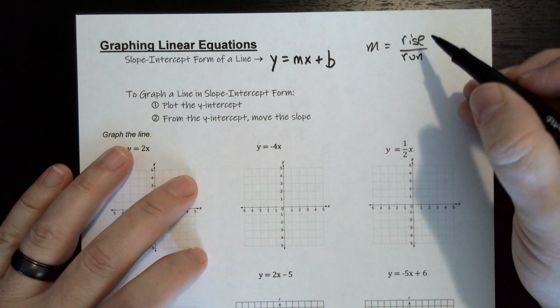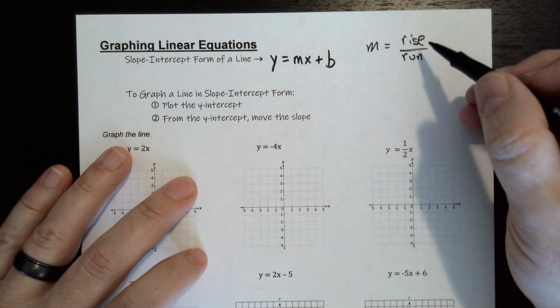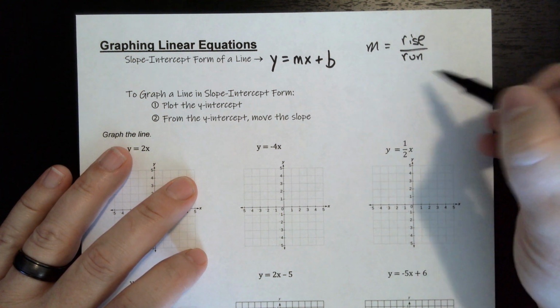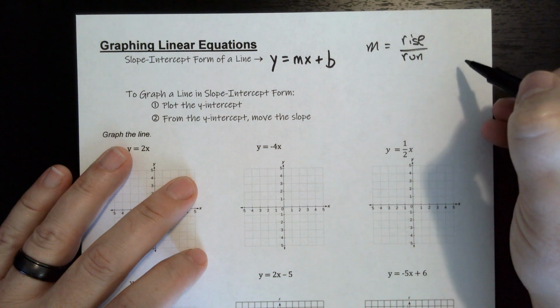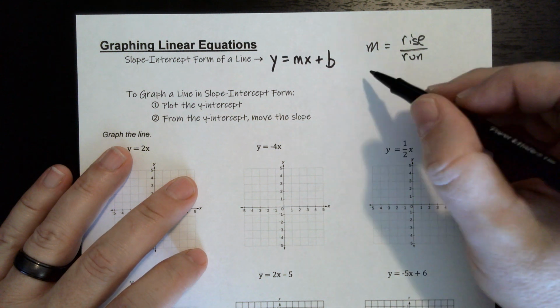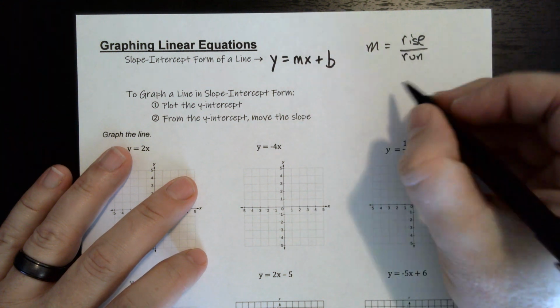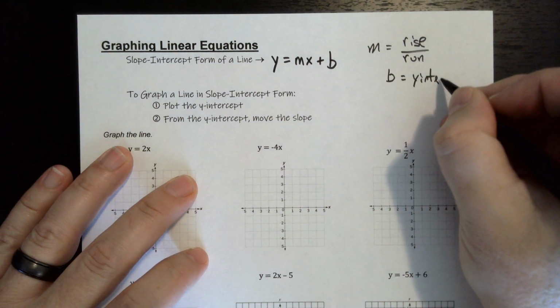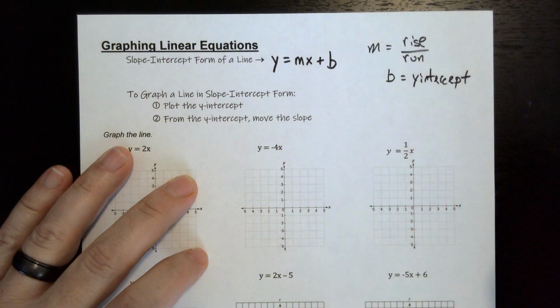Okay, so your rise means up and down. So if it's positive, then you'll be going up. If it's negative, you'll be going down. Your run is left and right. So if it's positive, you'll be going right. And if it's negative, you'll be going left. Okay, the b is your y-intercept. And that's where you'll cross the y-axis.